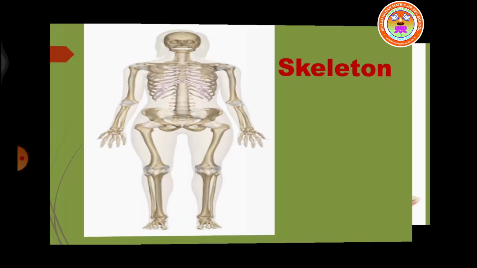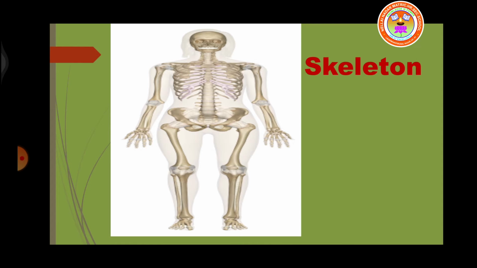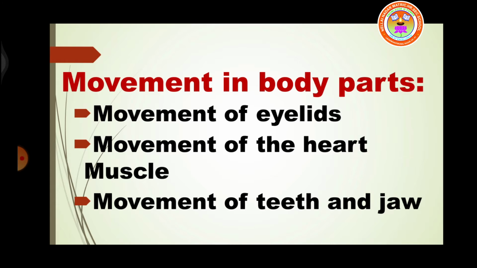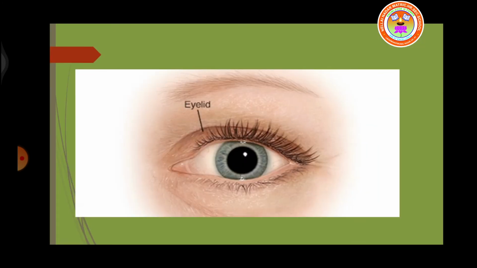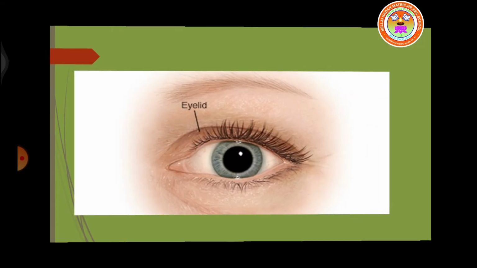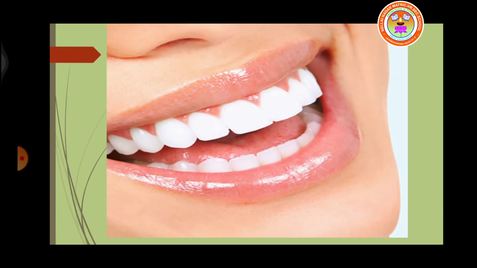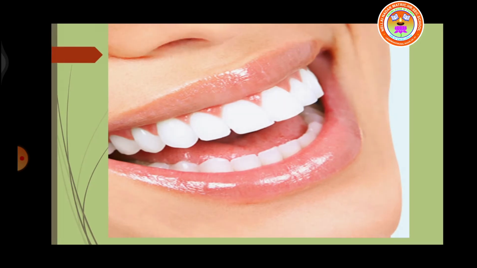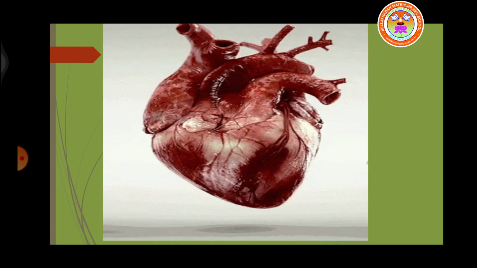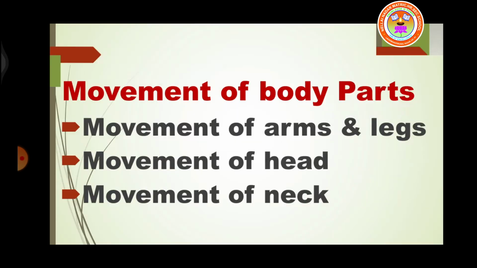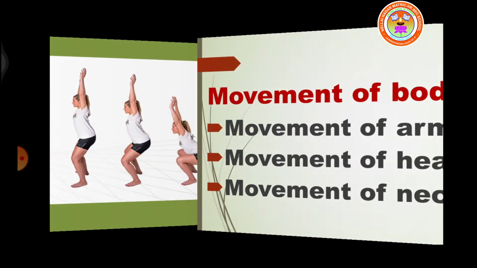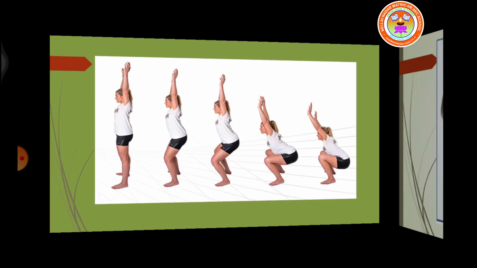Our body is made up of a framework of bones called the skeleton, which helps in the movement of the body. Some of the movements in body parts are movement of eyelids, movement of teeth and jaws, movement of heart muscles, movement of arms and legs, and movement of head and neck.